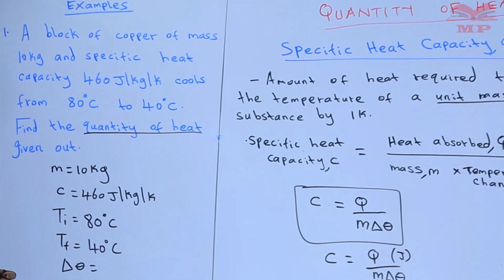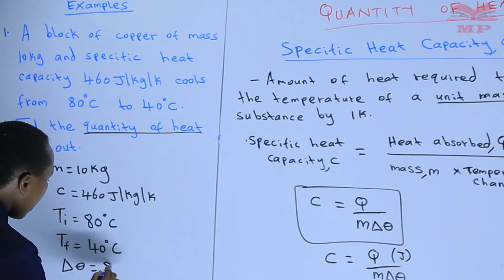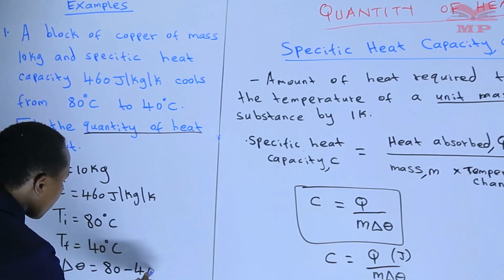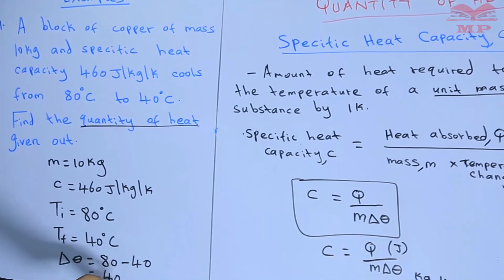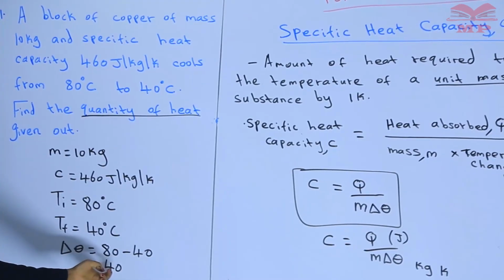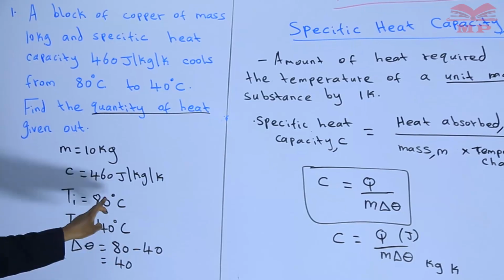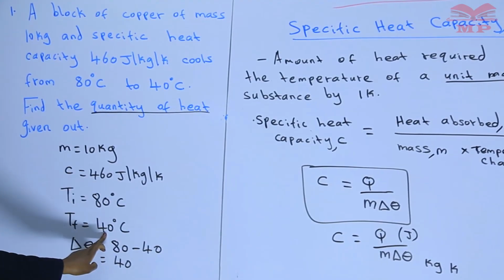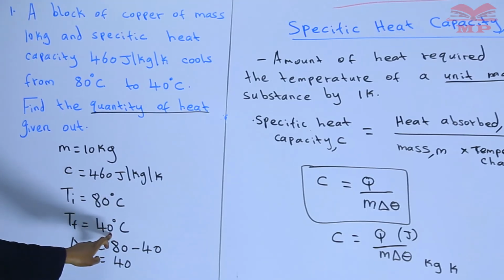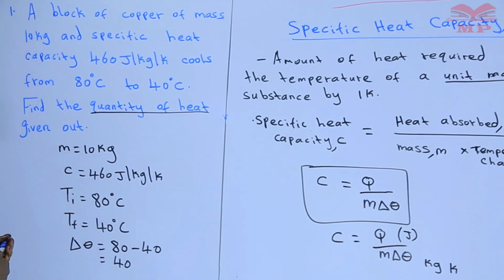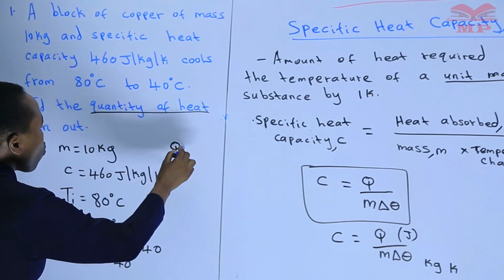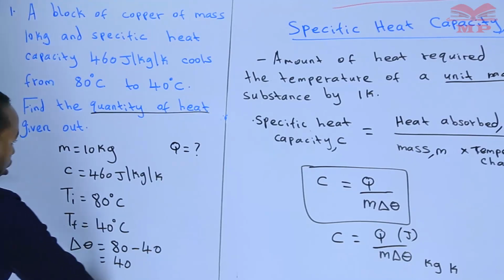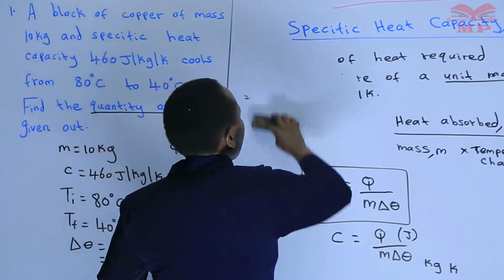So we don't need to consider that negative. It only means that it is a fall. So when you are getting the change, you can simply take the larger temperature, which is 80, minus 40, and you end up getting 40. This 40 can also be in Kelvin, because in our previous lesson I explained why we don't have to change this temperature into Kelvin: even if we do, the change will still be the same. So we have the change in temperature as 40, and now we are asked to calculate the quantity of heat given out. So we'll apply our formula on specific heat capacity.